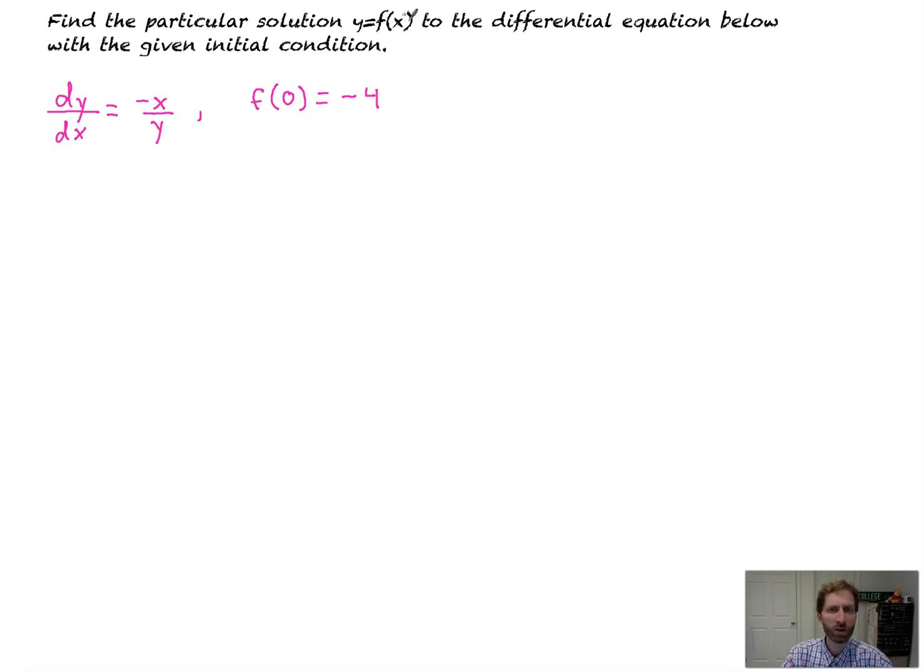Find the particular solution y equals f of x to the differential equation, that's this, with the given initial condition. That's that. Okay, so again, we're going to separate variables. So what we do there is multiply both sides by y. That gets the y with the y's. And multiply both sides by dx. Technically not doing that, but it is the way it is taught by so many of your teachers, so I'm going to go with it for now.